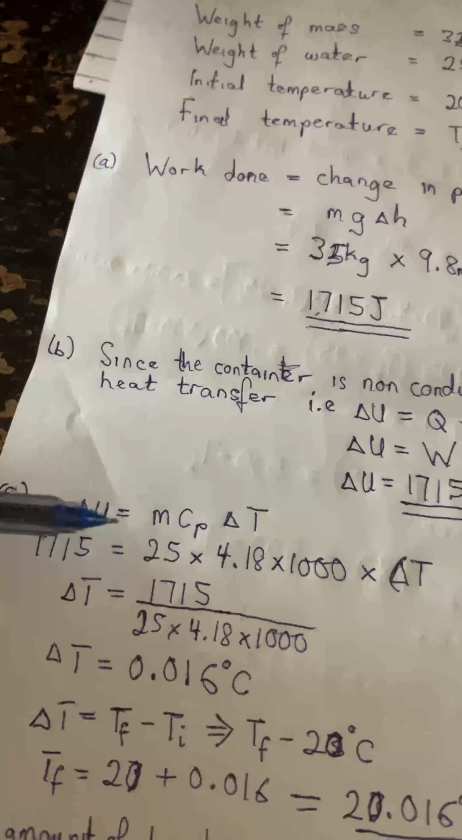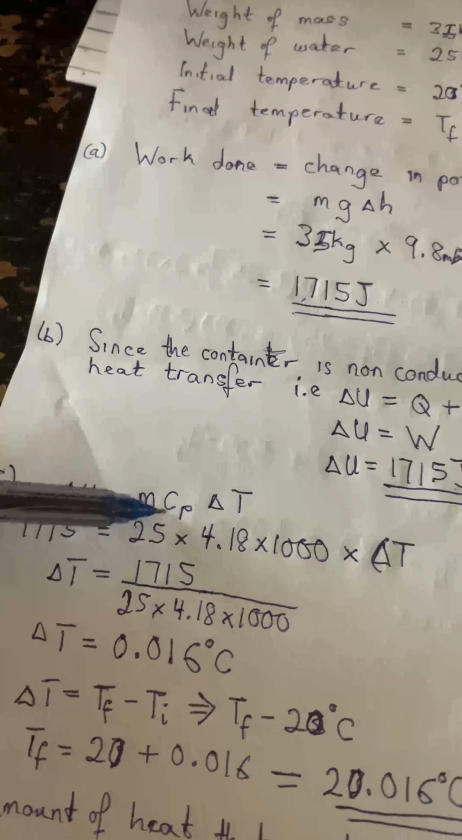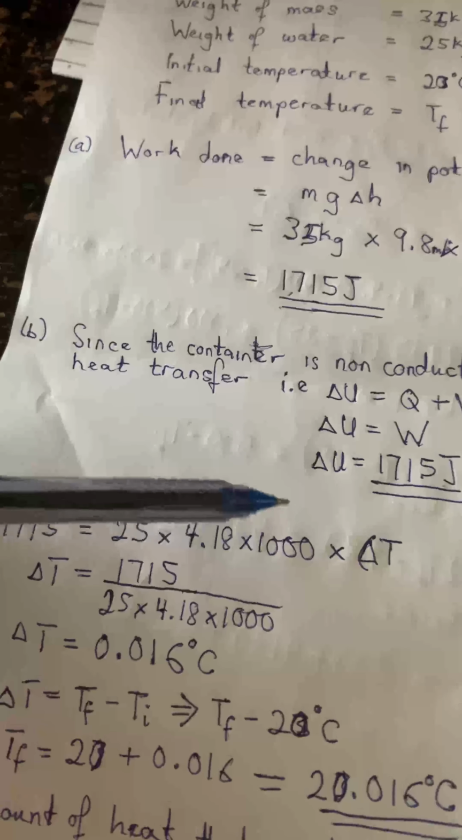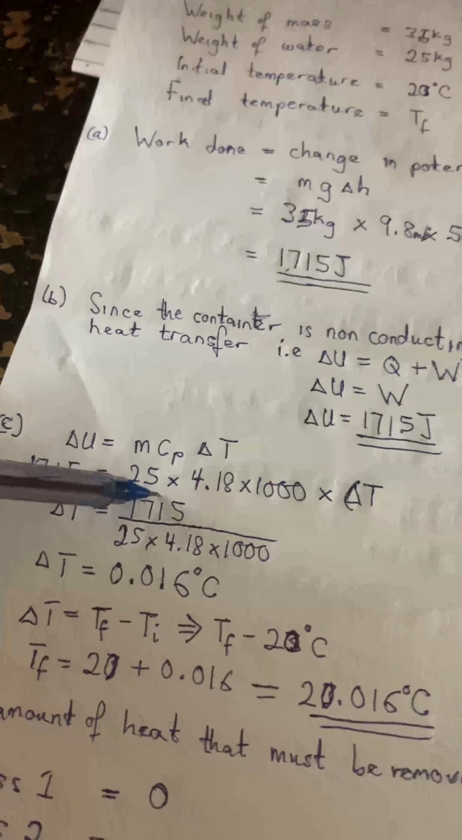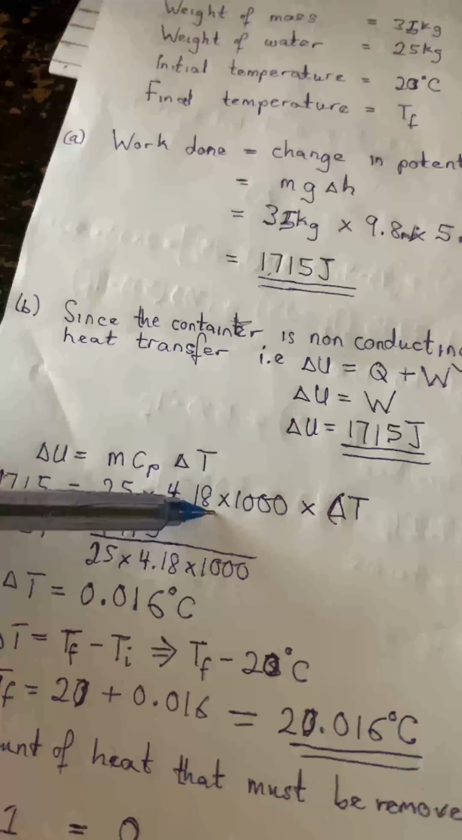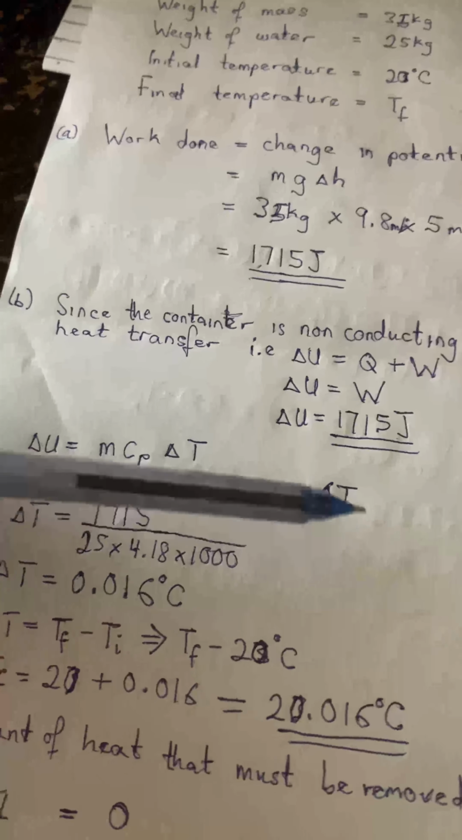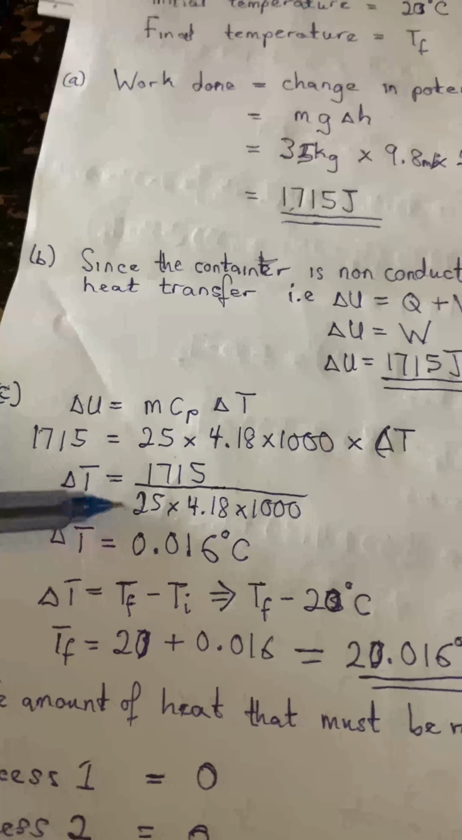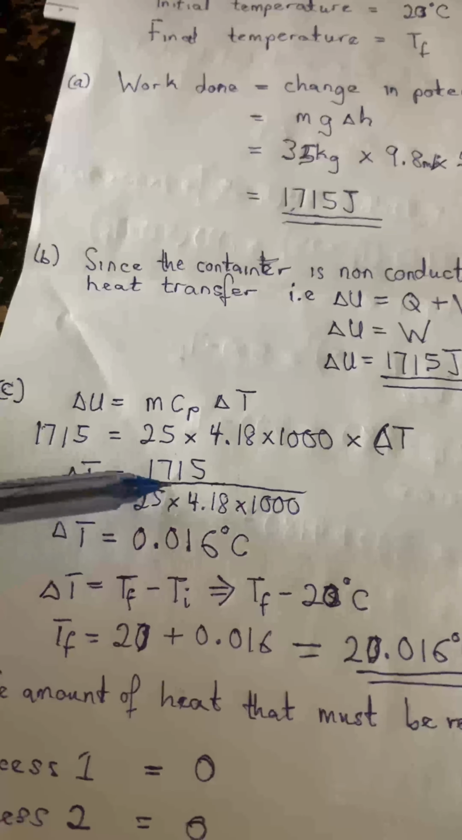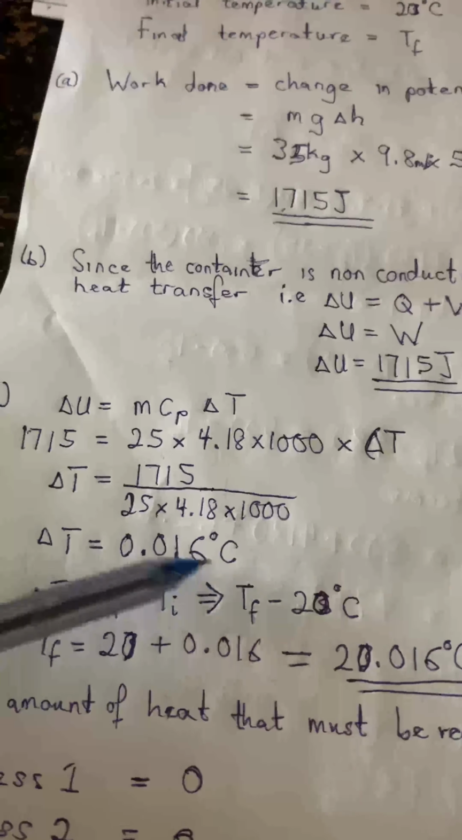And we can get the change in internal energy by using this formula: ΔU is equal to m Cp times change in temperature. So we know change in internal energy, we know the mass of the water, we know the specific heat capacity of the water, but we don't know the change in temperature. So we can calculate the change in temperature by making change in temperature the subject. We will get the change to this.